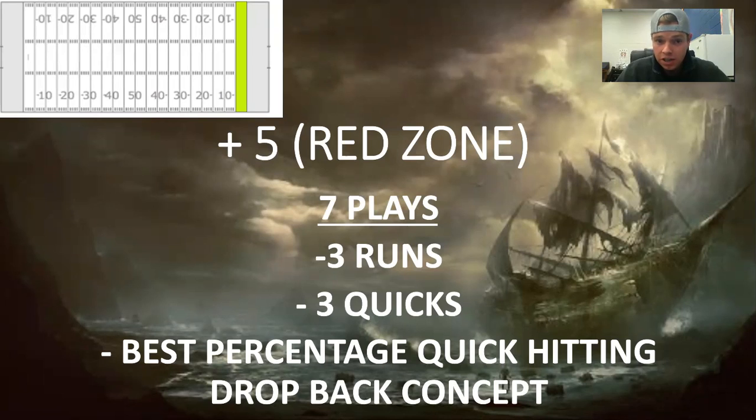So now you're taking what I just told you about your longest hitting drop back concepts, and now you're picking just your best short hitting drop back concept. If you only get 10 yards or 8 yards every time you run shallow cross, then take that 8 yards and plug that in here. Because everything is shrunk at this point, so you're not really stretching the field. So those are your 7 red zone plays.